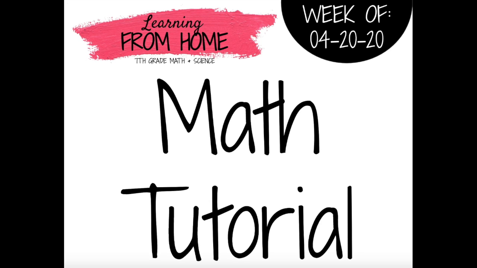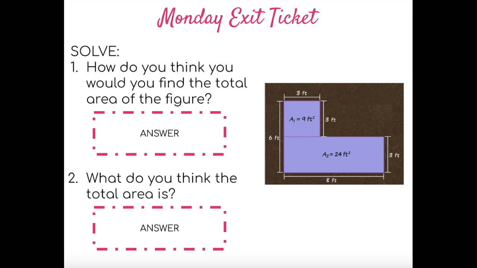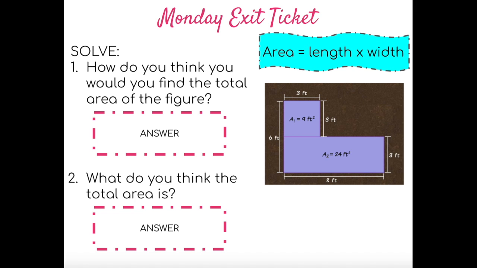I'm going to be going over a few of the examples you were given from your packet this week. The first set of problems we're going to go over is your Monday exit ticket. As a reminder, the area of a shape is its length times its width. As you can see, this shape here has multiple lengths and multiple widths. Your job was to hypothesize how you think you'd find the total area of the figure.